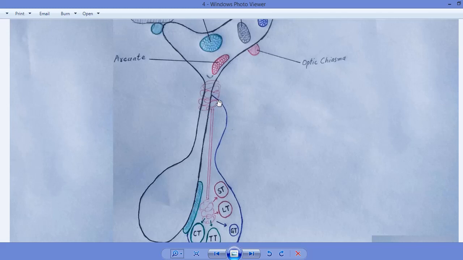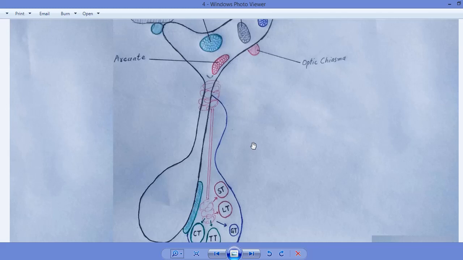There are two bunches of capillaries over here: the superior hypophyseal bunch of capillaries and the inferior hypophyseal bunch of capillaries. These bunches of capillaries are connected with the help of a portal vein. This is the hypophyseal portal vein. So this whole system is called the hypothalamo-hypophyseal portal system.